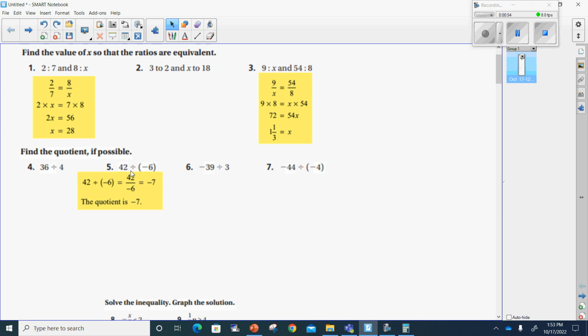Number 5 says I got 42 divided by -6. We're just finding the quotient. Well, 42 divided by 6 is 7, and a positive divided by a negative is a -7. So the quotient is -7. And number 7, we got -44 divided by -4. Negative divided by negative is a positive. And 44 divided by 4 is 11. So we should have 11 for our quotient.